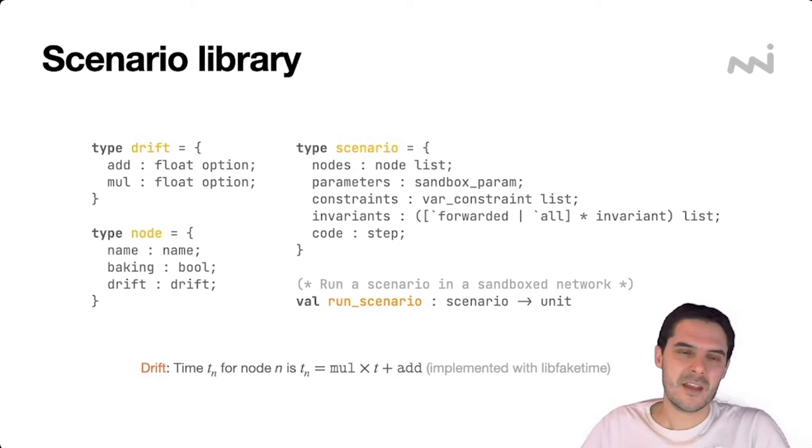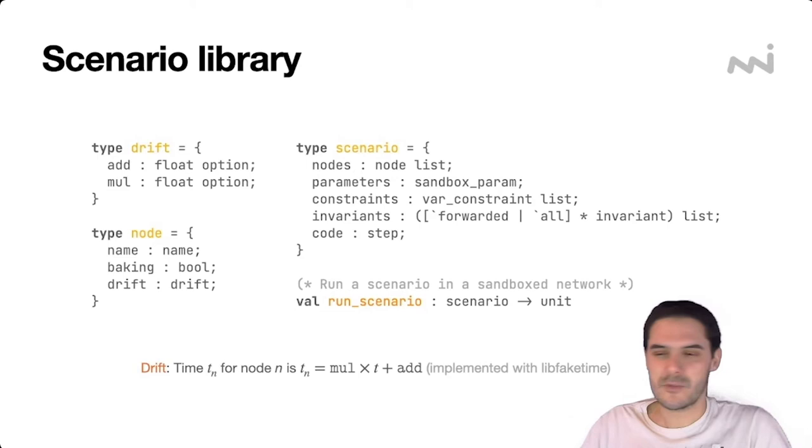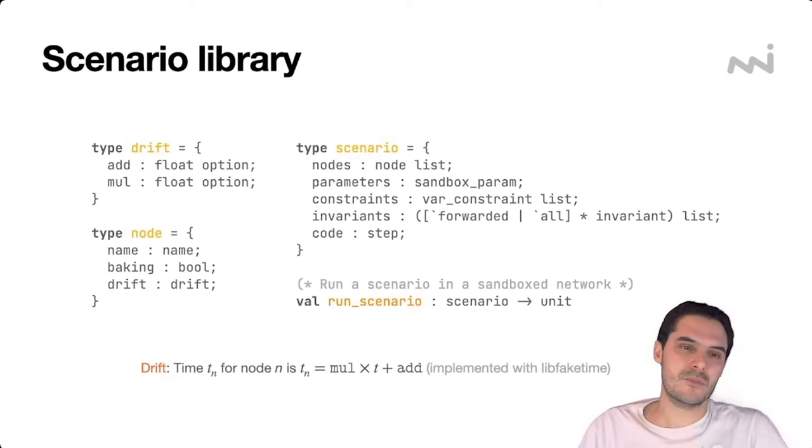A scenario is given by a list of nodes, and each node has a name which must be unique because it's also used as constants, for instance, and to describe the different steps. We must tell the node if we associate a baker to it, in which case the baker will also be started, and we can give it a clock drift. So its drift is described by an additive factor and a multiplicative factor, sorry. And the time for a node is basically the time of the system multiplied by this multiplicative factor and with this additive factor added at the end.